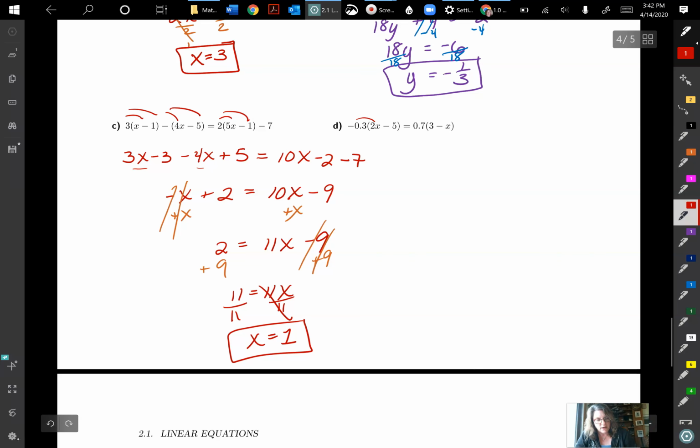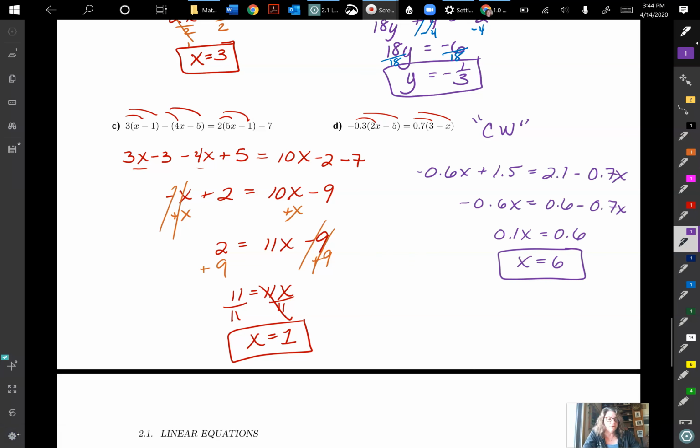So for D, go ahead and distribute that. I'm going to read the problem, then leave it for you to do and give you the answer. Negative 0.3 times quantity 2x minus 5 equals 0.7 times quantity 3 minus x. So go ahead and do that one as a classwork, and then check. Okay, so for this one, we get an answer of x equals 6.